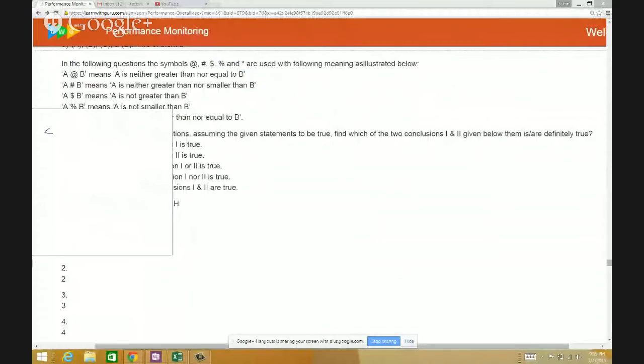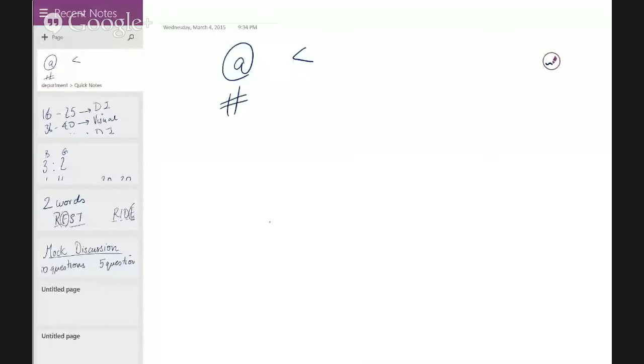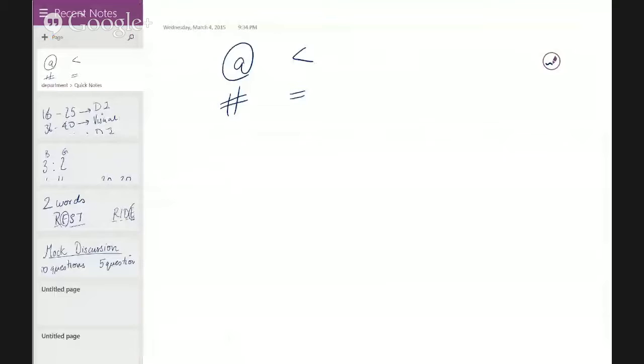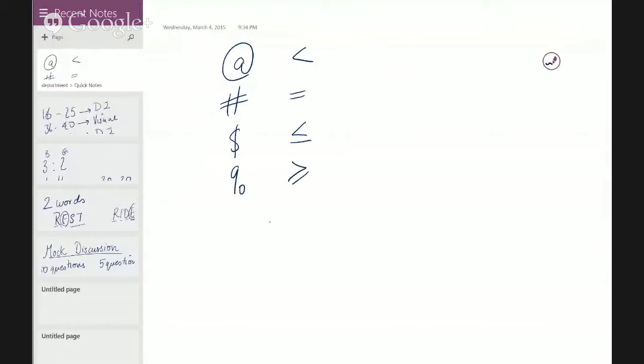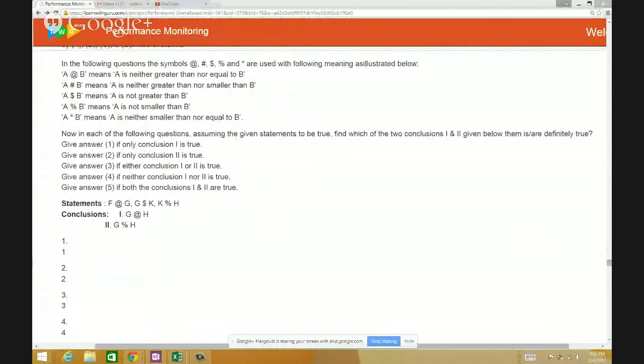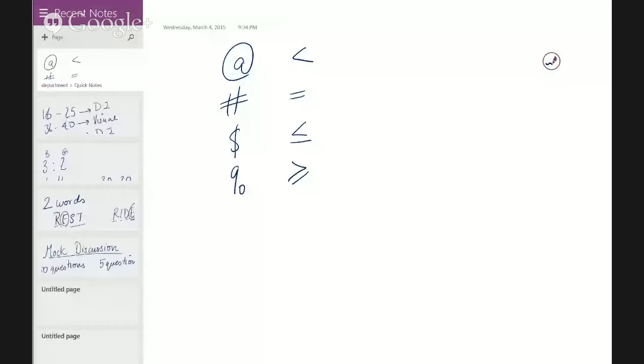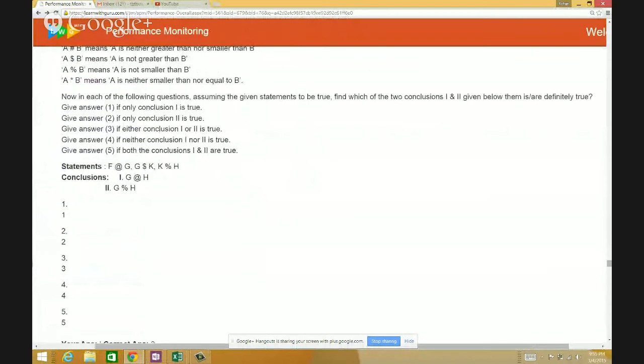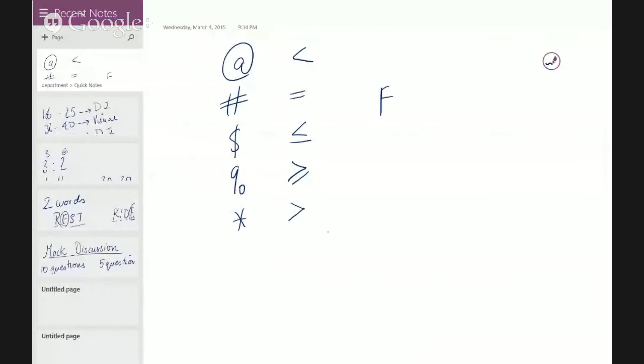Hash means neither greater nor smaller, which means hash is equal to. Dollar means not greater than, which means dollar is less than or equal to. All right. Percentage is not smaller than, which means percentage is more than or equal to. Next, star means neither smaller nor equal to, which means star is more than. Now, once you have this written, you just go F at the rate G, G dollar K. Now, F at the rate G dollar K. You write it this way, okay?